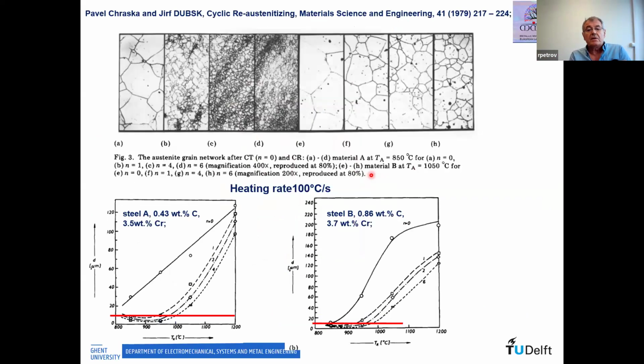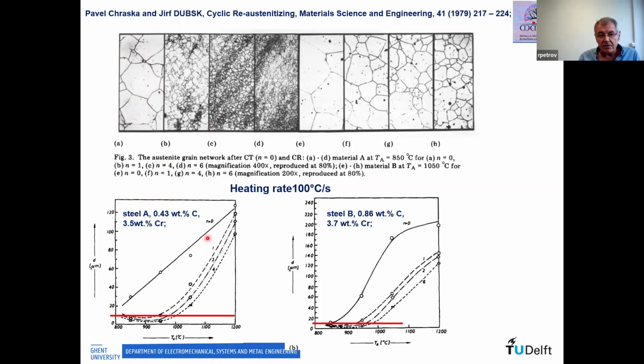Does it work? If you look at the literature, you will find that it works pretty well. This is a paper from Pavel Kraska and Geert Dubsk, from a pretty long time ago, 1979, and they show for the same chemical composition, this steel with 0.4, how the austenite grain size changes depending on the number of thermal cycles, heating and quenching in a fully austenitic range. They etch the austenite grains, and the heating rate is around 100 per second, which is also pretty high here.